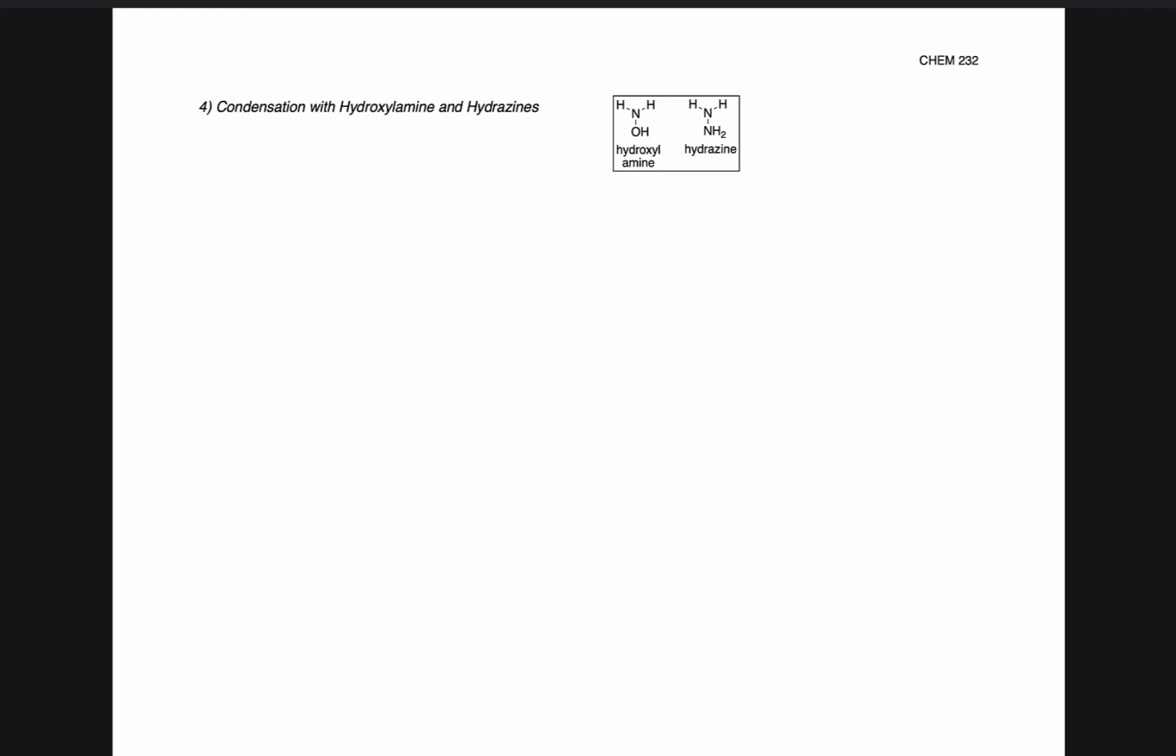For the last video of chapter 18, we're going to finish up with looking at more syntheses. We're just looking at a whole lot of reactions here. So for this next reaction, we're going to look at condensation with hydroxylamines and hydrazines. You can see over here, we are introducing a couple new functional groups. We have hydrazine, which is this nitrogen to nitrogen species, and hydroxylamine, as the name implies, is amine to alcohol functionality. So these are just two new functional groups that we're learning here.